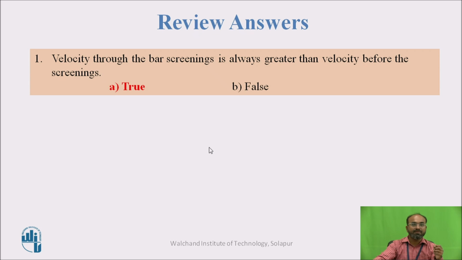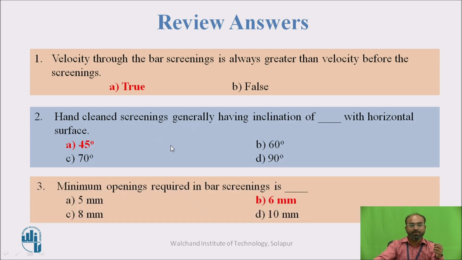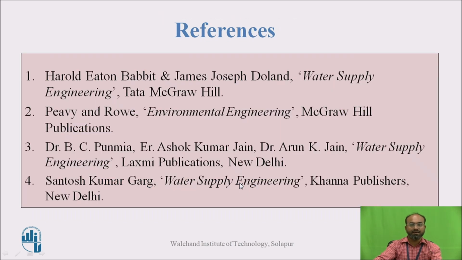For the first one, yes, the statement is true. For the other one, for hand cleaned we generally keep it 45 degrees, and for minimum spacing it must be 6 mm. So these are the MCQs and the overall design of bar screens.